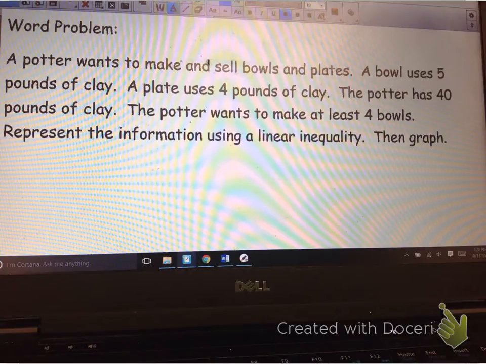Next, we have a potter. A potter wants to make and sell bowls and plates. A bowl uses 5 pounds of clay. A plate uses 4 pounds of clay. The potter has 40 pounds of clay. Right here, this is my total.